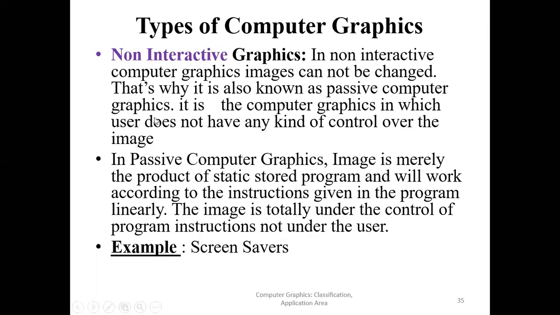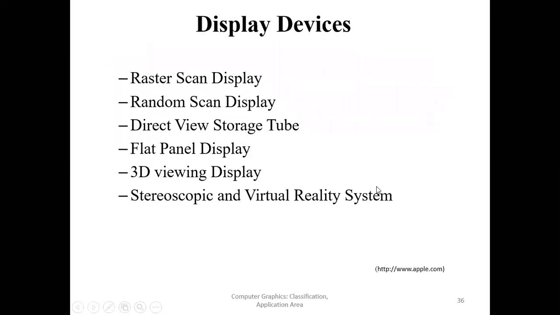Now, in passive computer graphics, the image is merely the product of a static stored program. We'll see more about how the image is actually produced. You will find it very interesting. Now, these are some of the display devices that we use for displaying graphics. That means to show output in the monitor: raster scan display, random scan, direct view storage tube, flat panel display, 3D view display. Then we also use virtual reality.